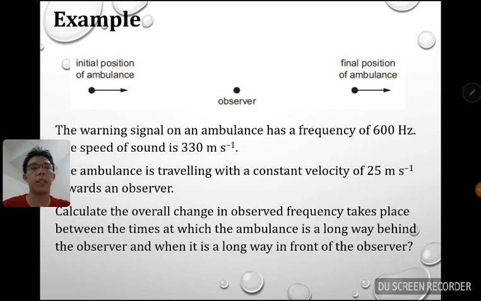So next one, we'll make it an assignment question. You try that out. Okay, this one you have to do a two-way calculation so that you can find the overall change. Okay, so this is your assignment question.